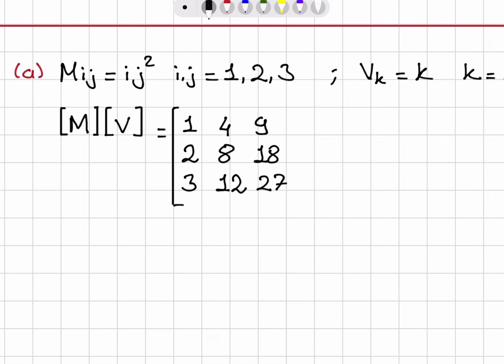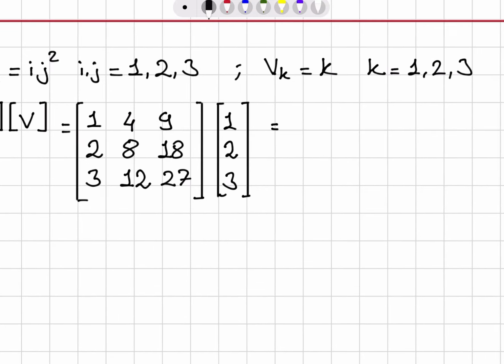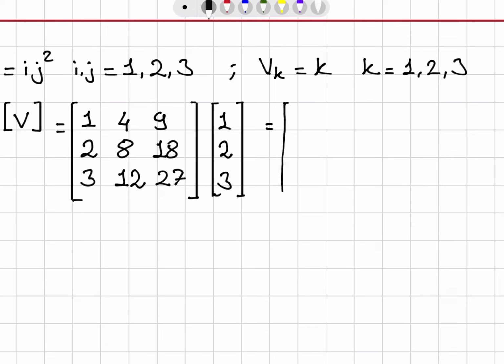So this is my M matrix. I have generated the matrix elements. This will be multiplied by a vector. So this is a 3 by 3 matrix, and I'm going to use the column representation of the v matrix. So the first row is 1, second row is 2, third row is 3, because v_k is k. Okay, so if I perform the multiplication here, M times v, let's see what I will obtain. So I have 1 times 1 plus 4 times 2 plus 9 times 3, that's the first element.